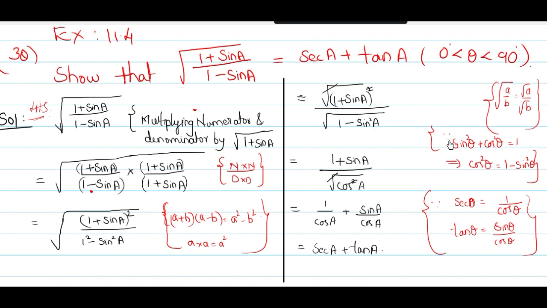Again we will be using the identity sin square theta plus cos square theta is equals to 1. Now I need to find the value of 1 minus sin square theta. So what can we do? We will just transpose this sin square theta.